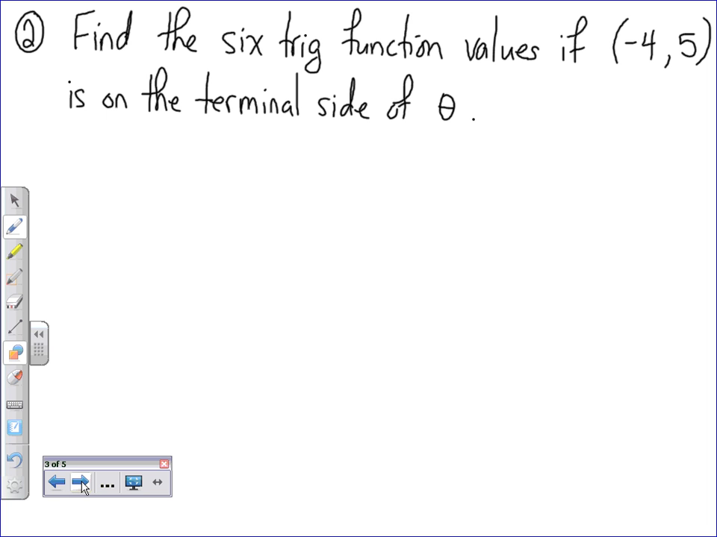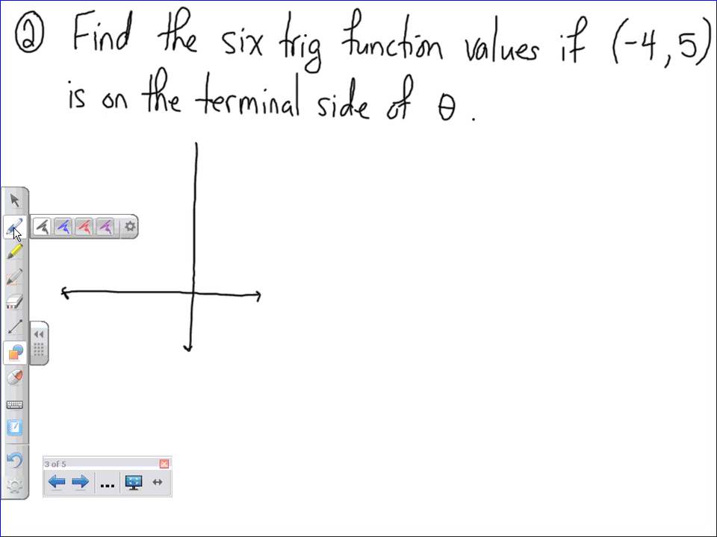Okay, try another example here. Find the 6 trig function values if the point negative 4, 5 is on the terminal side of angle theta. The first thing we need to do is sketch an xy axis, plotting that point negative 4, 5. I'm going to predominantly show quadrant 2, since the point negative 4, 5 would be plotted in quadrant 2. So negative 4, 5 would put it up here somewhere, going 4 to the left, and 5 up.